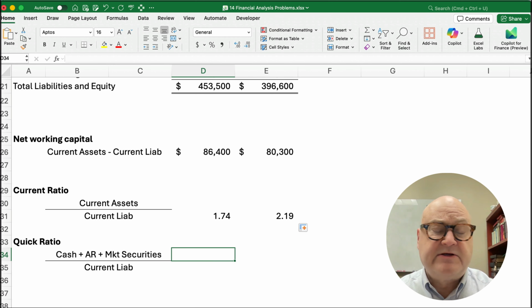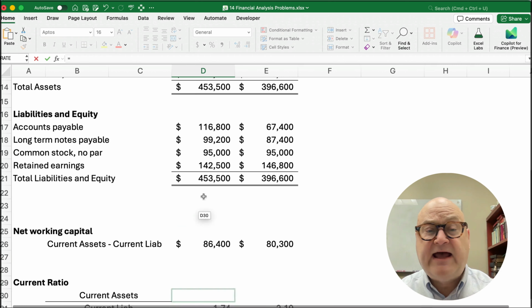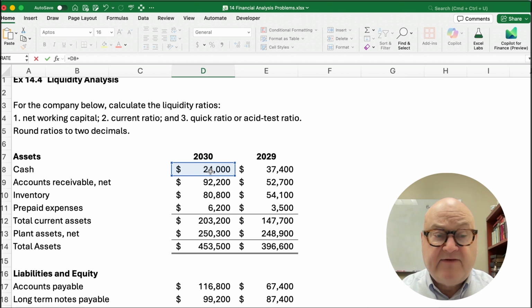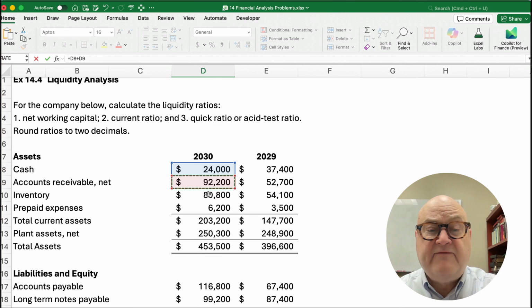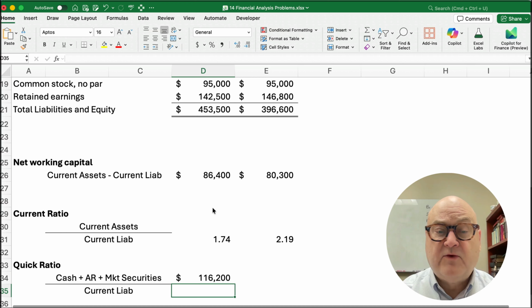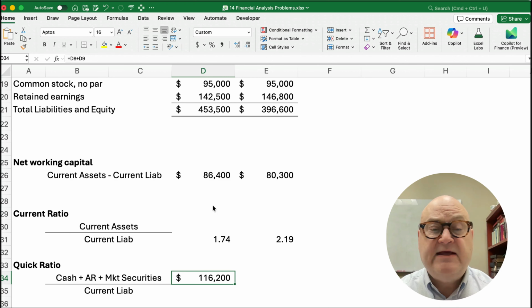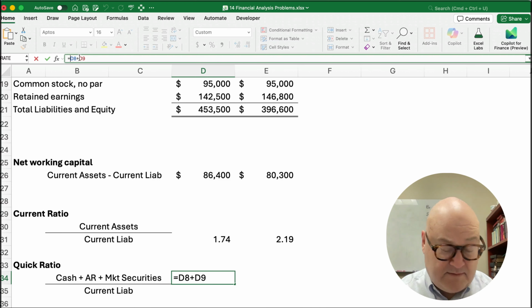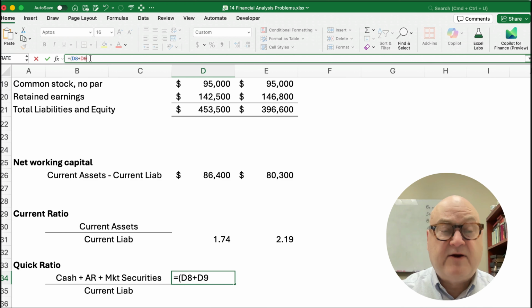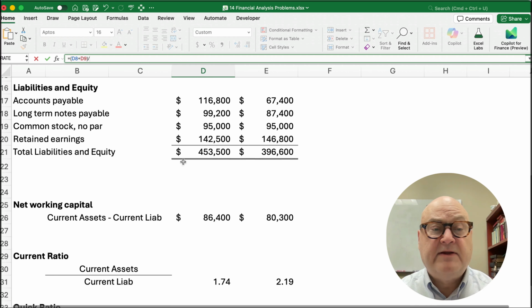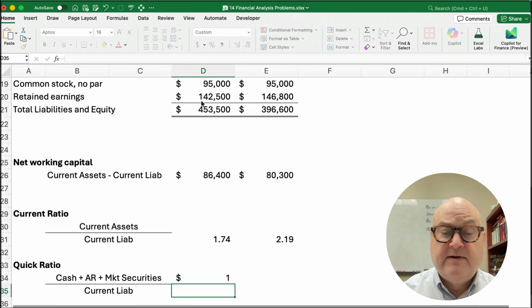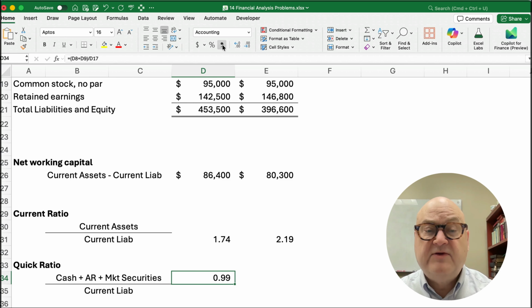Now, marketable securities, we don't have any in this problem, but let's take what we have. Let's take cash plus accounts receivable. We're avoiding inventory and prepaid expenses. If we had marketable securities, we would add them, but we just have these two. So the 116, and then we're going to take that number and divide it by our current liabilities. So this number looks like it's close to 1.